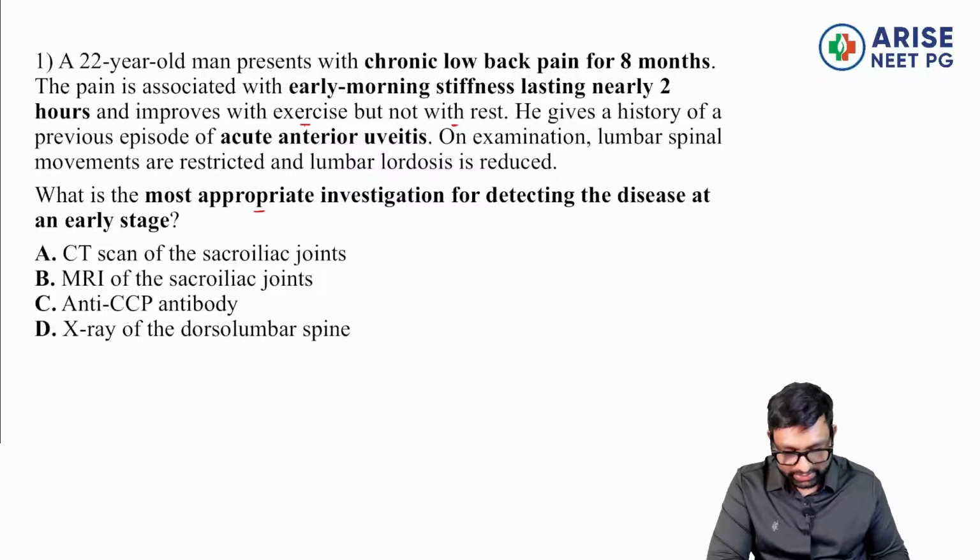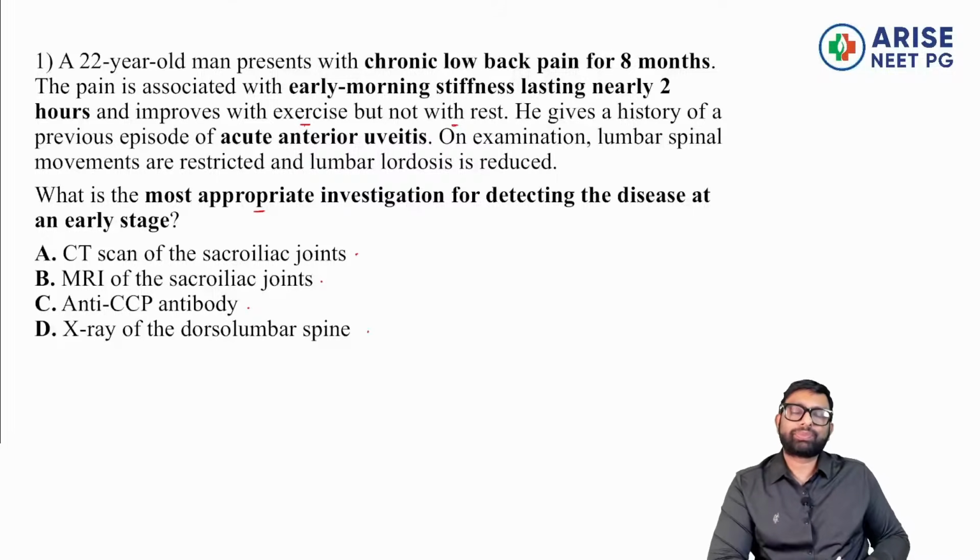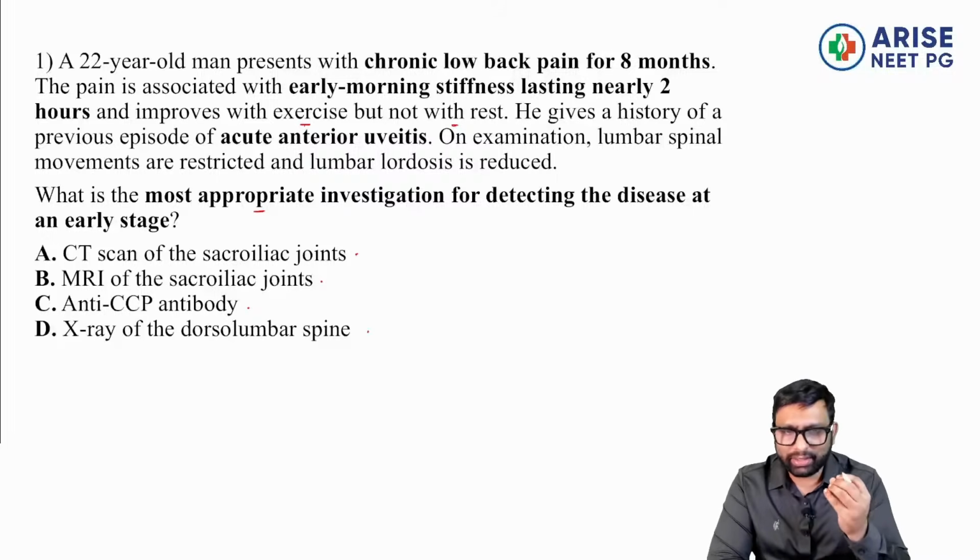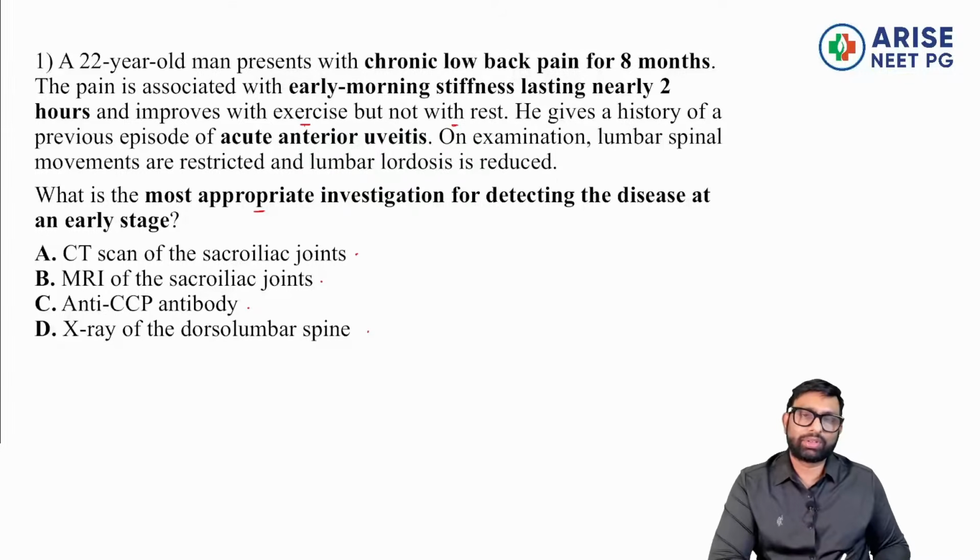So your options are CT scan of the SI joint, MRI of the SI joint, anti-CCP antibodies, and X-ray of dorsolumbar spine. Now I'll give you 10 seconds. Think of the answer and put it up in the comment box.